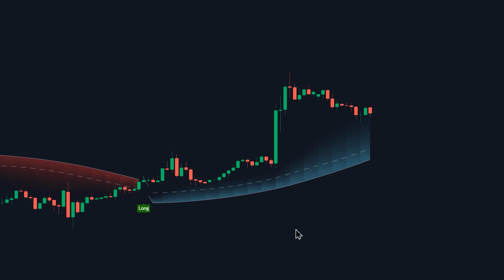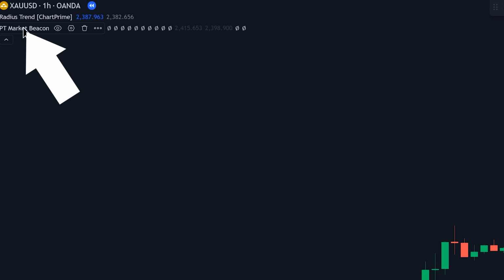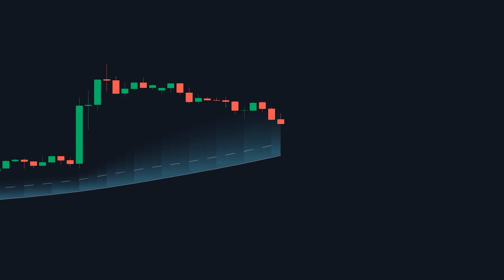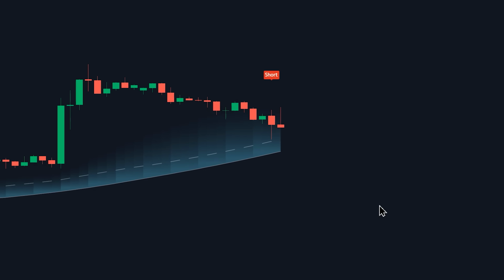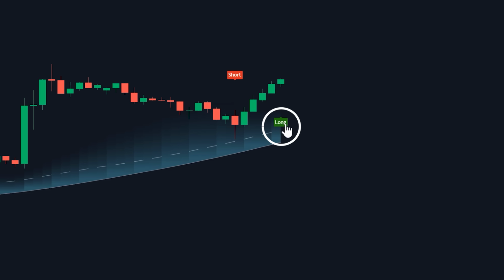Once you have the trend, you want to wait for the market to do a pullback, and the way you're going to confirm the pullback is by using the PT market beacon. So you want the price to pull all the way back until a short signal is printed by the PT market beacon indicator. Once you have a short signal, the price is then gonna start going up. As it goes up, we wait for a long signal to be printed. Once we have the long signal, we take the trade.